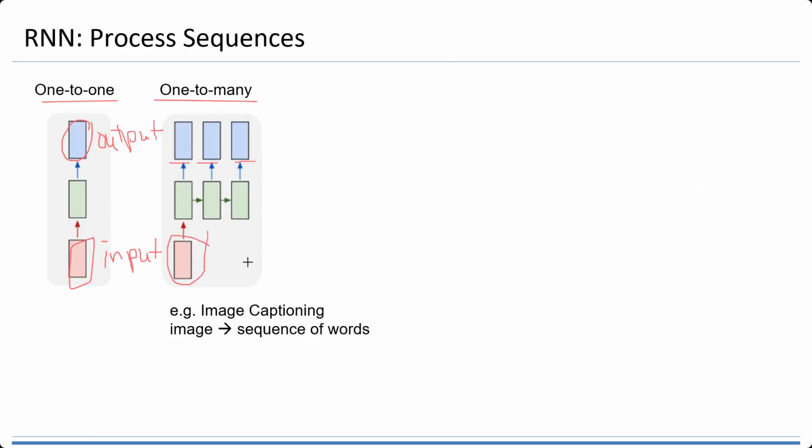So for example, you have an image. You put one image, but the result is a sequence of words. If you put one image, maybe the result is an apple with a cup of tea. Then it is many. The result or the output will be more than one. So we call this one to many.